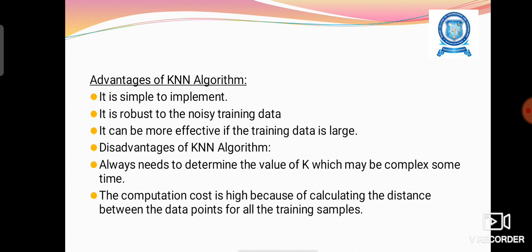The advantages of the KNN algorithm are: it is simple to implement, it is robust to noisy training data, and it can be more effective if the training data is large. The disadvantages are: we always need to determine the value of K, which may sometimes be complex. The computation cost is high because of calculating the distance between the data points for all the training samples.